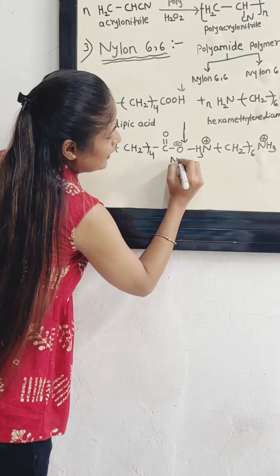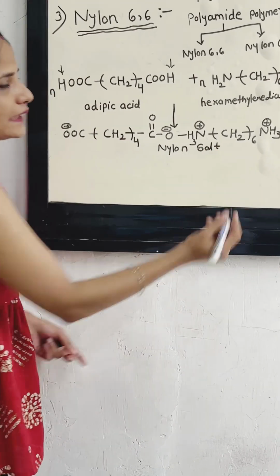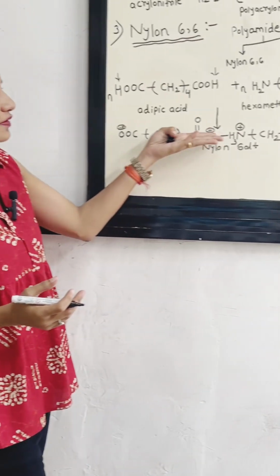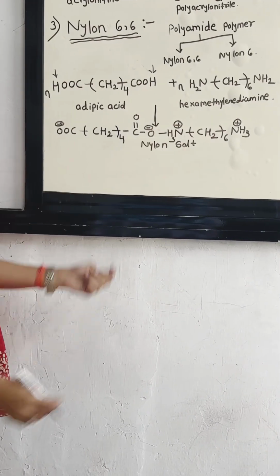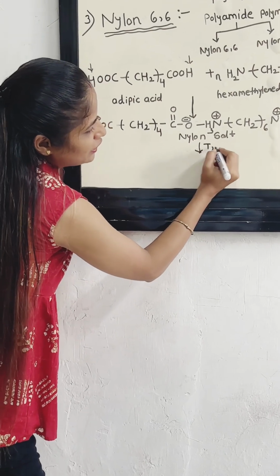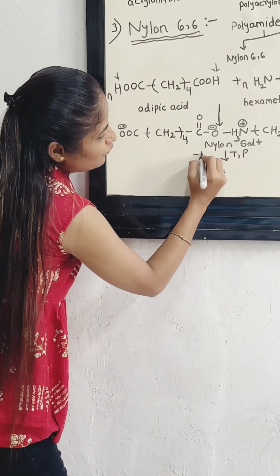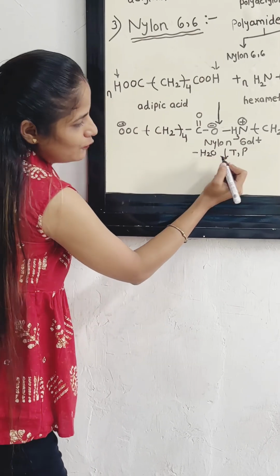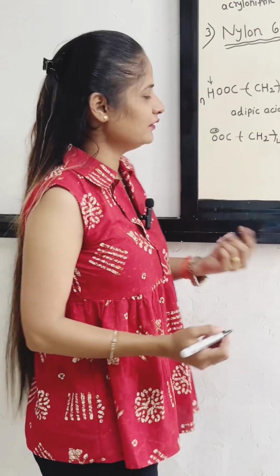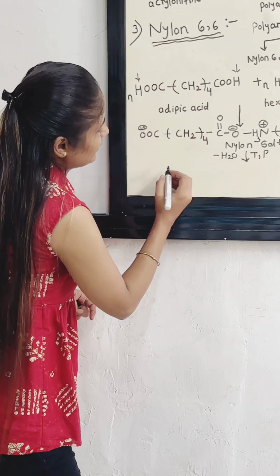So this is known as the nylon salt, because we know the salt contains positive and negative atoms. So here is the separation of the positive and negative charge. And finally it undergoes higher temperature and pressure, and the condensation is happening and the water molecule is removed. Normally this reaction is carried out at 553 Kelvin and we get the nylon 6,6 polymer.